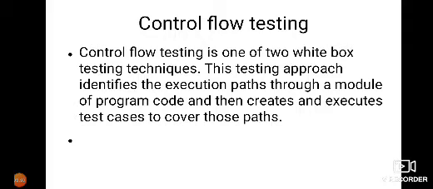The initial attempt is to identify the execution paths in the code, and once they are identified, test cases are framed to test all those execution paths. That is the idea behind control flow testing. In order to make this possible, we use different notations, similar to black box testing techniques.